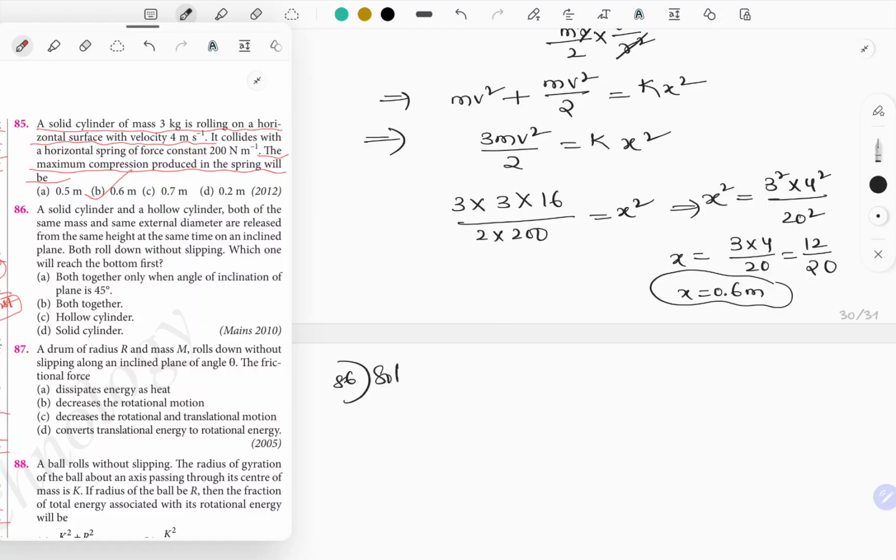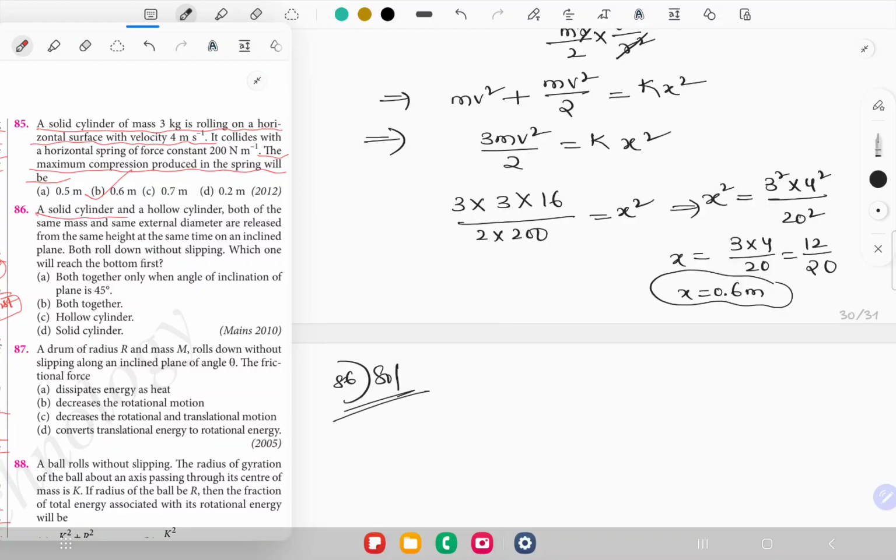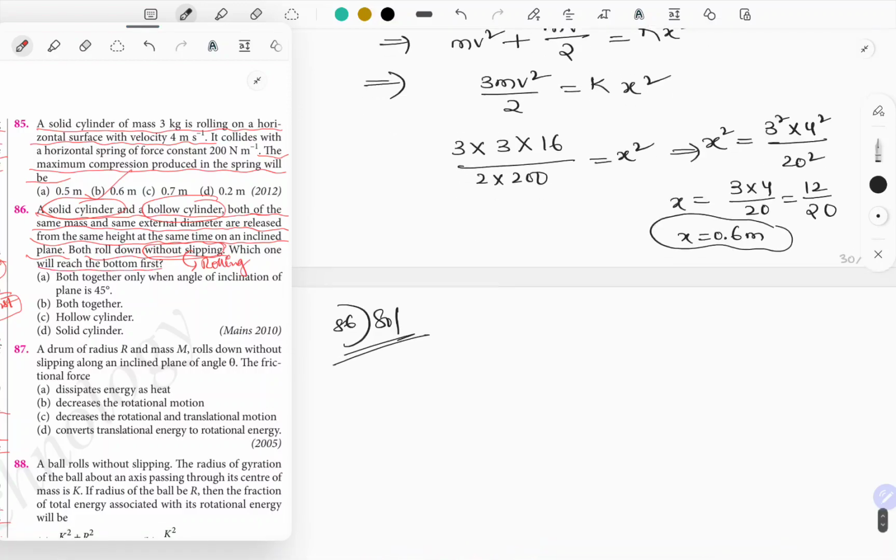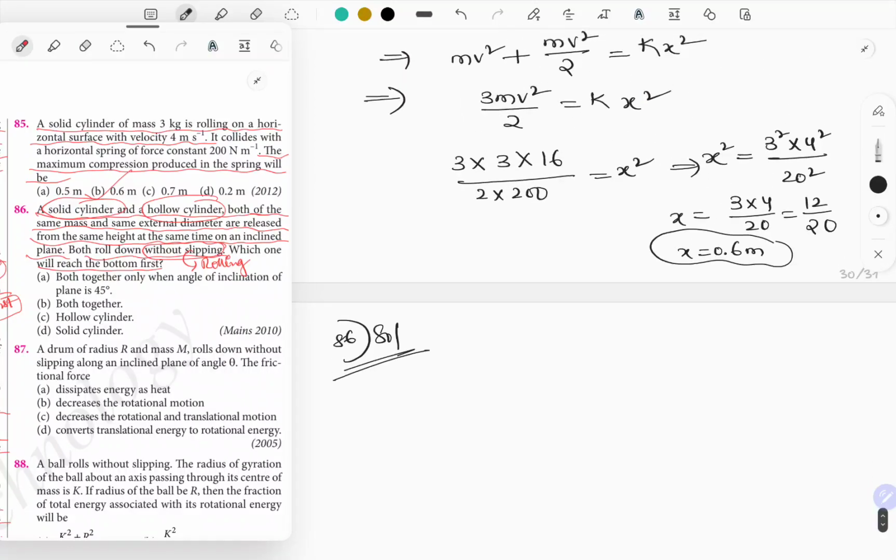Question number 86. What is the question they're asking? A solid cylinder and a hollow cylinder. Okay, one is a solid cylinder, another one is a hollow cylinder. Both of the same mass and same external diameter, in the sense same radius, are released from the same height at the same time on an inclined plane. Both roll down without slipping, that is, without slipping in the sense rolling. Okay, super. Which one will reach the bottom first?